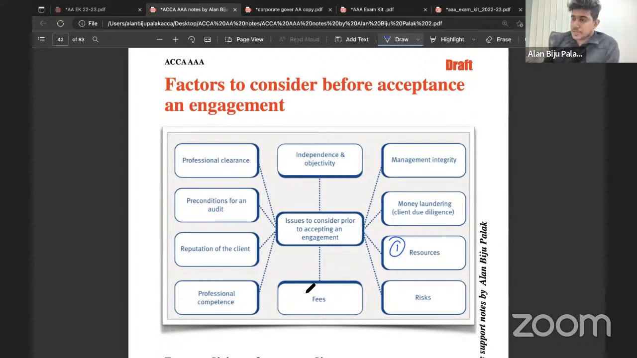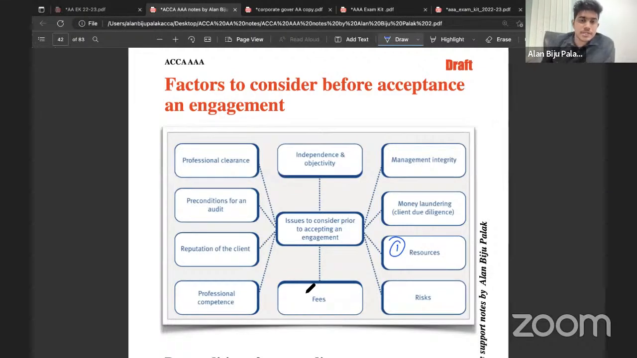Then professional competence. Consider that it may be mentioned in the scenario that the client company is operating in a specific industry, and industry specific knowledge might be required for the purpose of performing that engagement. So in that case, you can consider writing about the professional competence of the auditor.